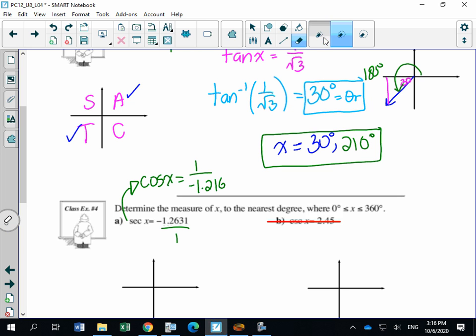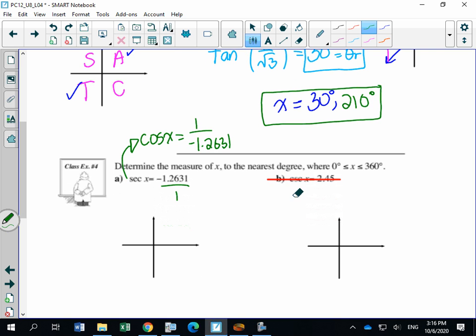1.2631. So let me fix that. So negative 1.2631. From here, let's find out where cos is negative. So according to CAST, cos is negative, because this is a negative ratio, in the second quadrant and the third quadrant. In the sine quadrant and the tan quadrant, that's where cos would be negative, and that's where secant would be negative, right? They're both going to be negative there.